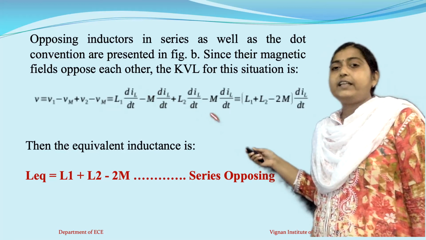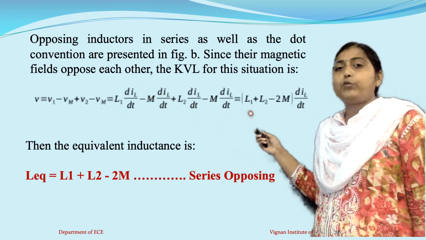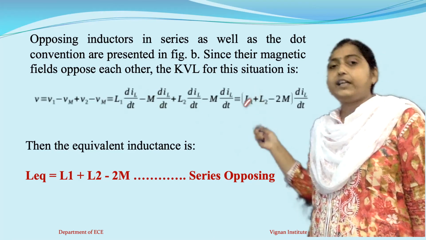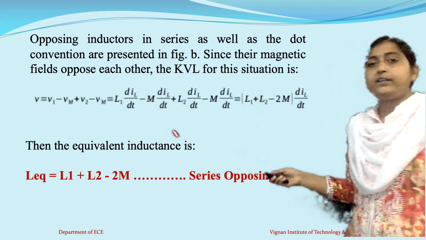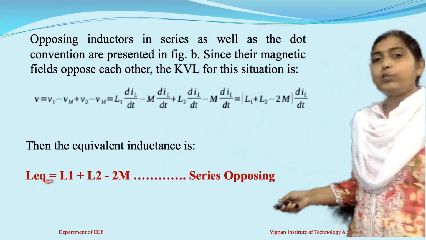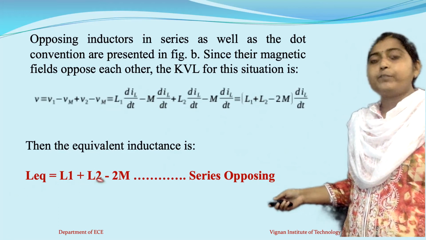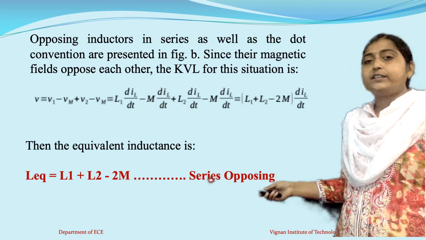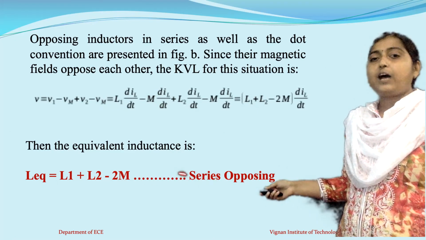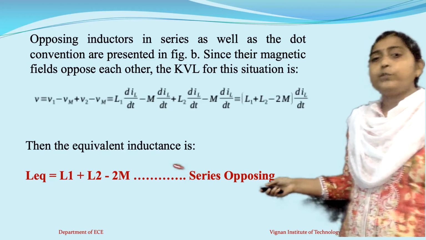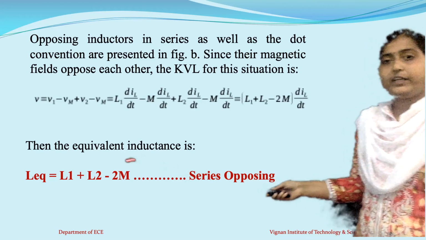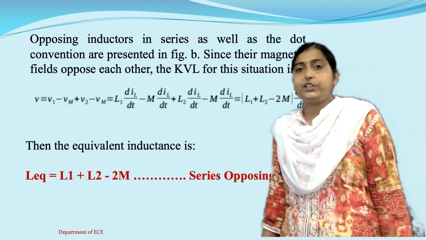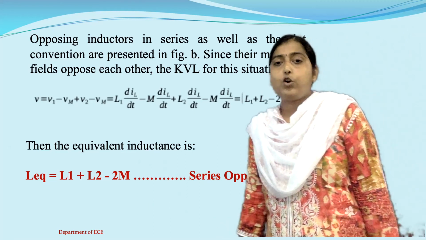If I take di by dt as common, then I am going to get (L1 plus L2 minus 2M) into di by dt. Then the equivalent inductance is given by L equivalent equals L1 plus L2 minus 2M, provided your inductors are connected in series opposing fashion. So this is how inductors behave when they are connected in series aiding and series opposing combination.